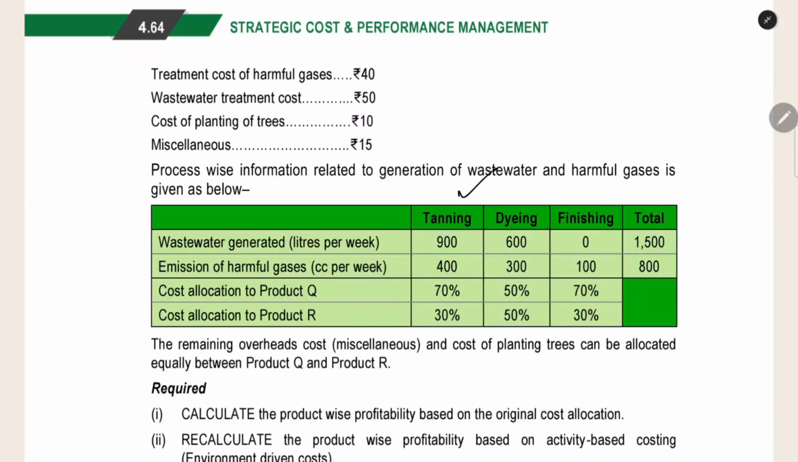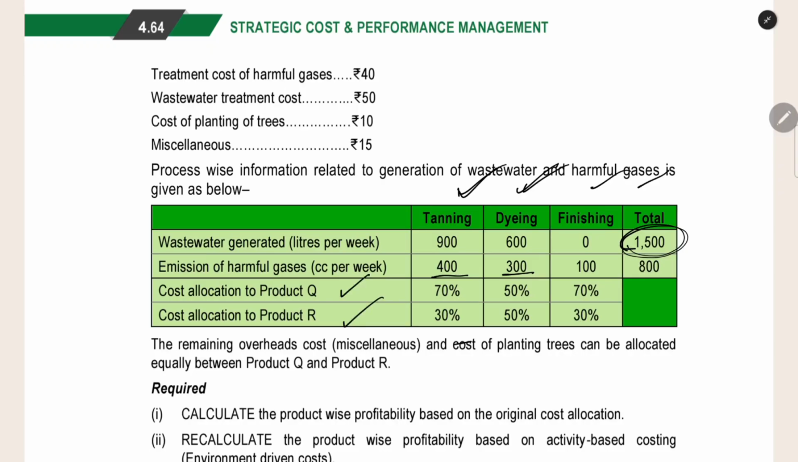Because of tanning, this much wastewater generated. Because of dyeing, this much wastewater generated. Like that, total wastewater generated is 1,500 liters per week. Emission of harmful gases: this much cubic meter, whatever the unit is, they are producing this much harmful gases in the processes. So this harmful gas and the wastewater generated also will be allocated to product Q and R in the ratio.